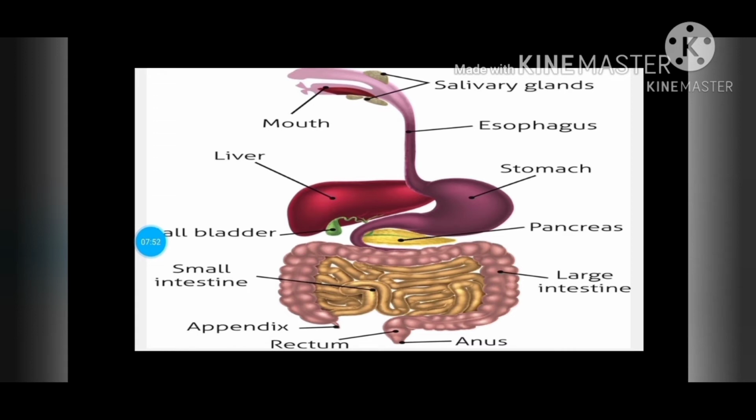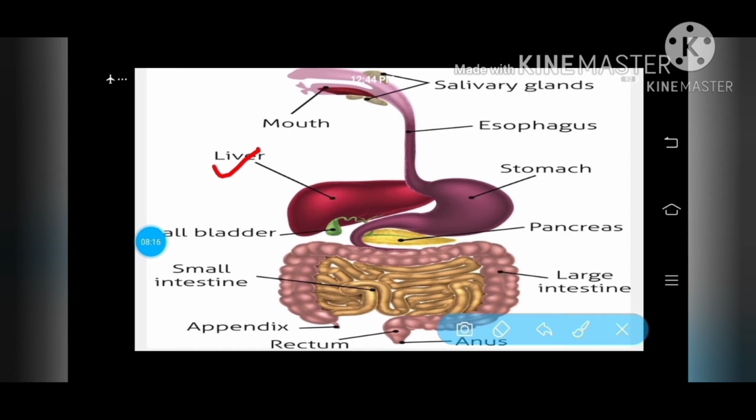Okay, so here you can see the next part, that on your left side there is the liver. What is the function of the liver? First of all I want to share the most important question: which is the largest gland of our body? If the question comes that which one is the largest gland of our body, then the answer would be liver. Liver is the largest gland of our body.